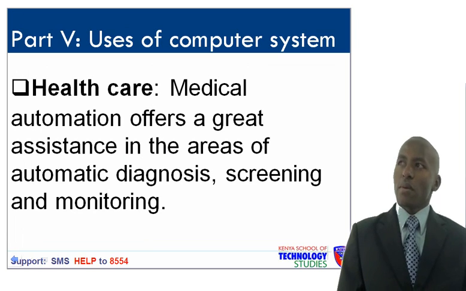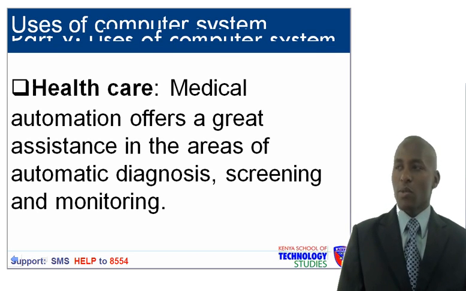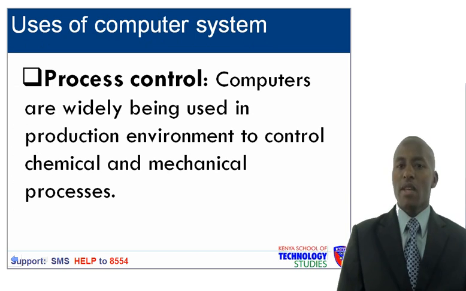Let us now look at uses of computer systems in part 4. One use of a computer is in healthcare, medical automation: it offers great assistance in the areas of automatic diagnosis, screening, and monitoring, especially in hospitals. Another use of computers is in process control. Computers are widely used in production environments to control chemical and mechanical processes.